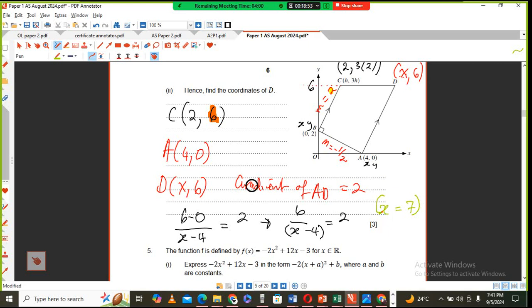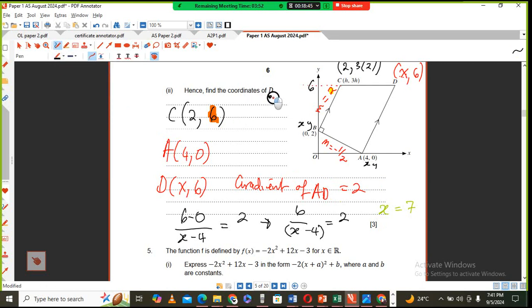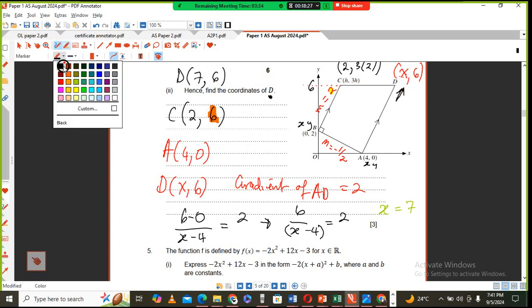Okay? In fact, that is not our final answer. What they are asking us to do is they are saying we must find the coordinates of D. So now the coordinates of D will be 7, comma 6. And that's the answer we're looking for there.